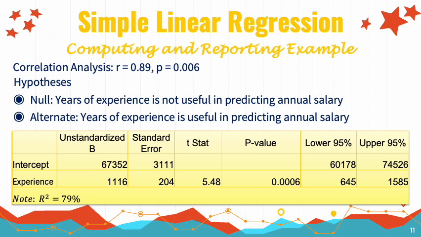You can see that this table also provides us with all the needed information to report. We have our unstandardized betas for the intercept and our independent variable of experience. We have the standard error for both unstandardized betas. We have our t-statistic and p-value, our confidence intervals, and our R-squared. I do want to note that this output may look different from the picture I am showing you based on the specific statistical software you are using.